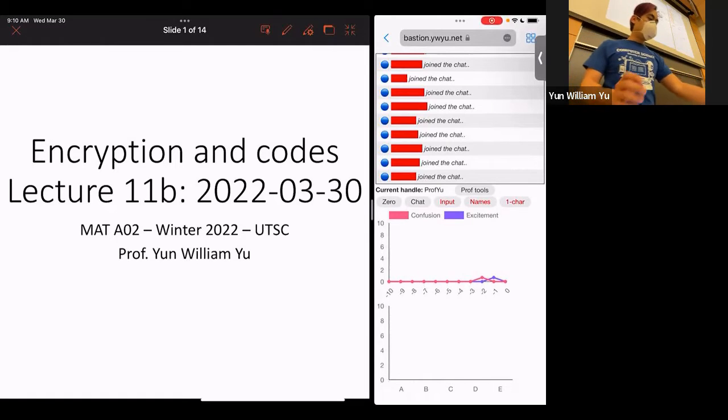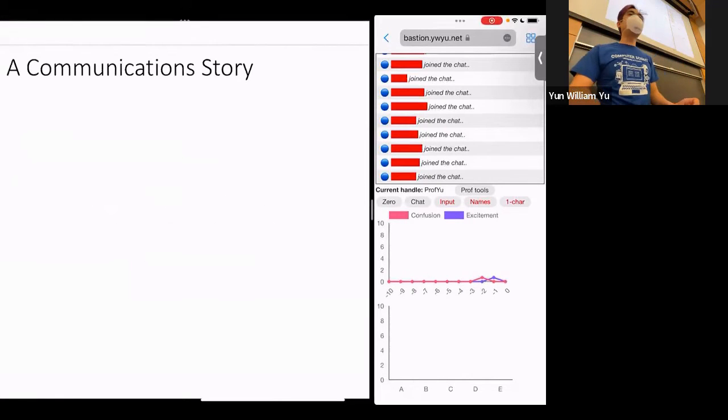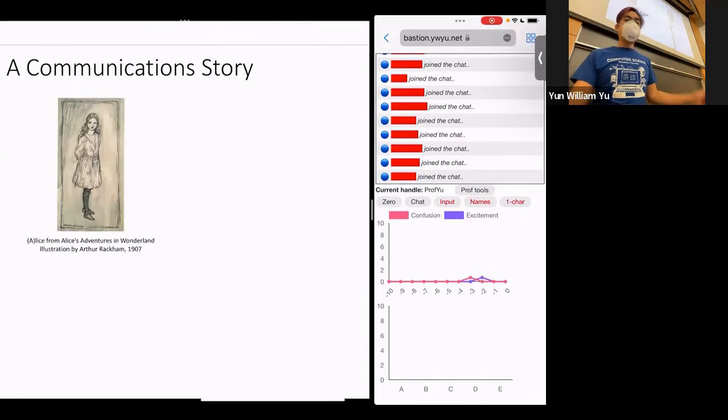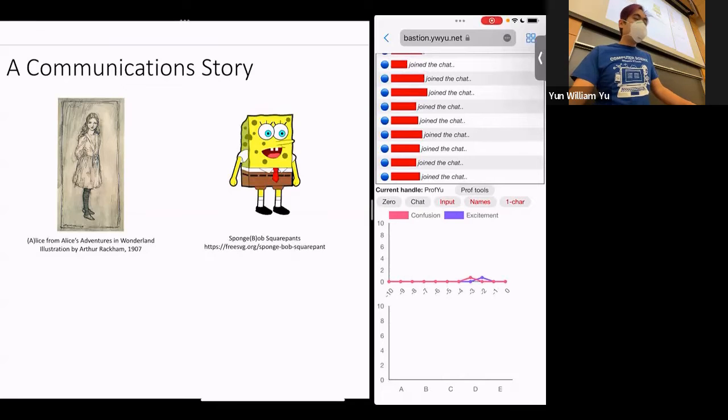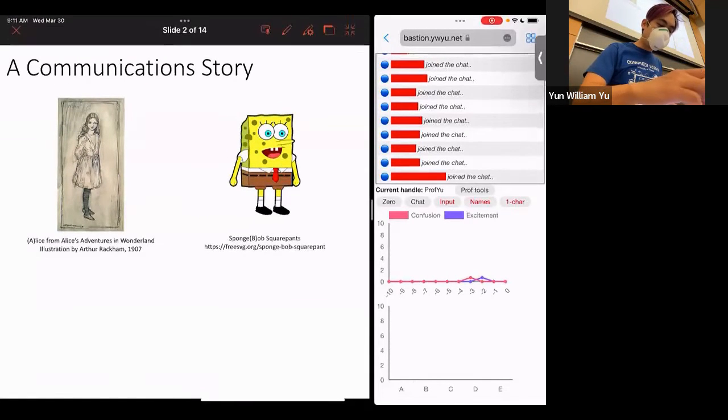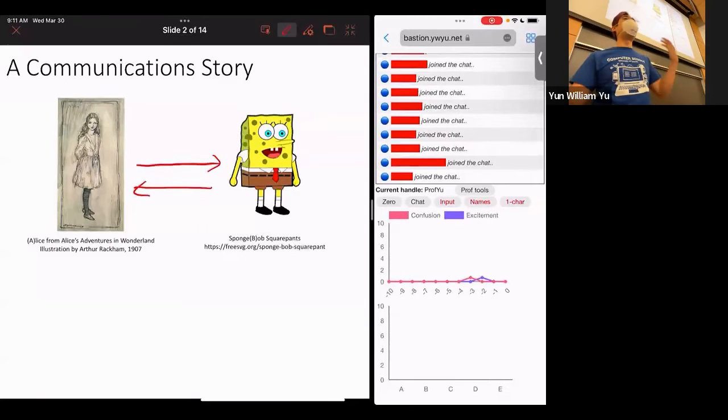Okay, so what are encryption and codes for? Let's start by giving a little story of communication. Suppose that we have one character, let's call her Alice, and she wants to communicate with another character, let's call him Bob. If they're just communicating with each other, they can send messages back and forth, and then they're both happy, right? They're able to communicate.